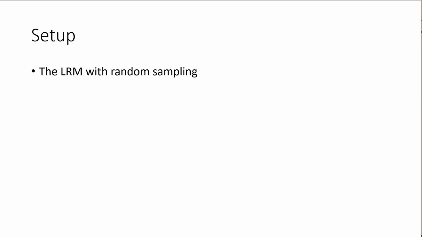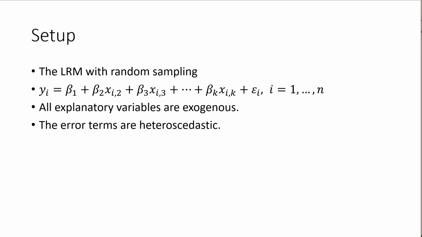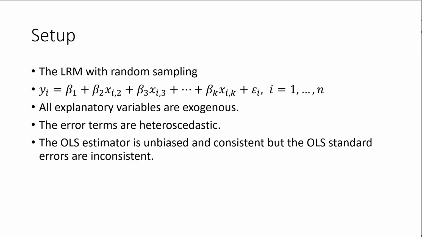We have the linear regression model, random sampling, a bunch of x variables. It's linear in parameters, not necessarily in data. The explanatory variables are exogenous, so OLS is unbiased and consistent, but we have heteroscedastic error terms, and that creates problems. The OLS standard errors are inconsistent, and the OLS estimator is not efficient.